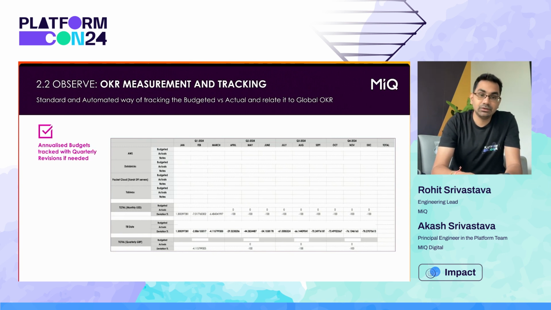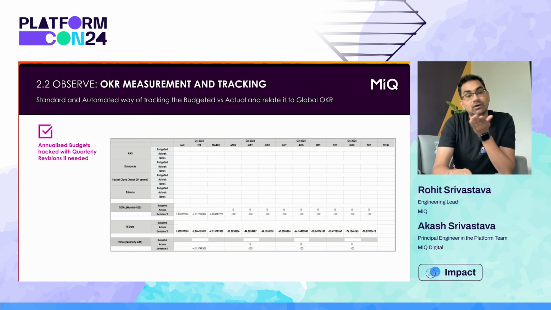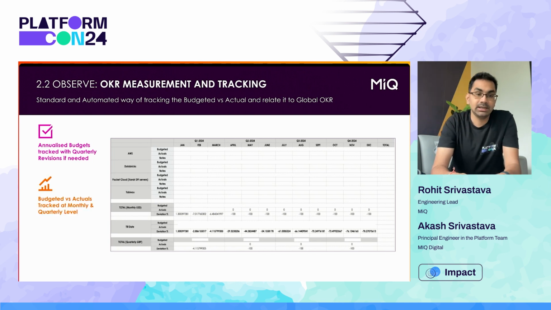What you see in an Excel sheet here is a visualization, with the numbers hidden, of how our analyzed budgets are tracked. We have quarterly RF submissions in terms of our reach and forecast. When that happens, what you would see in this Excel sheet is that a list of tools is on the left in the rows, and then you have the columns for each month, with budgeted and actuals. Against the budgeted, we put the numbers that we have budgeted against, and on a monthly level, an automated code goes ahead and puts the numbers in the actuals. Budget versus actuals are tracked at monthly and quarterly level.